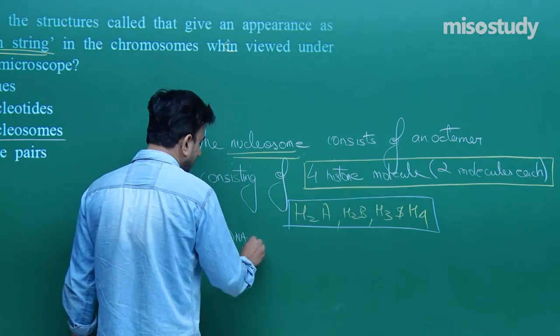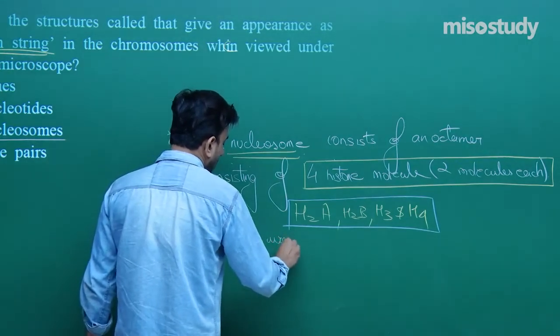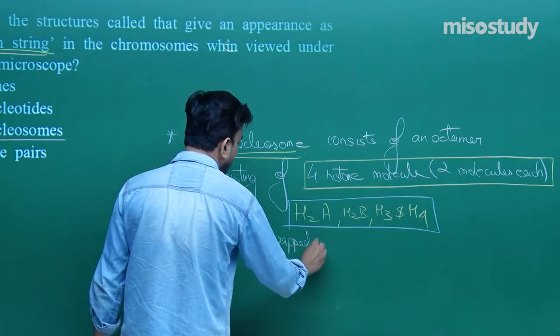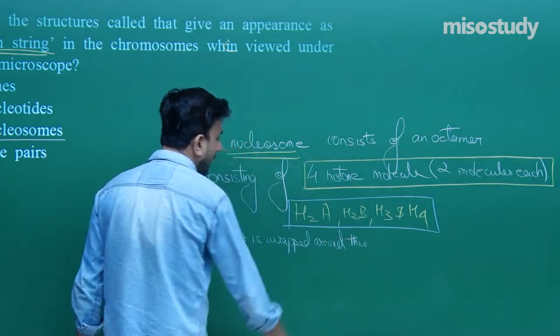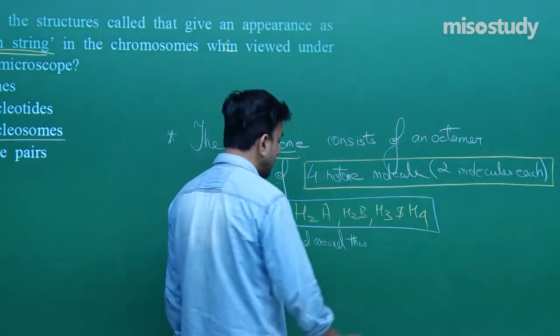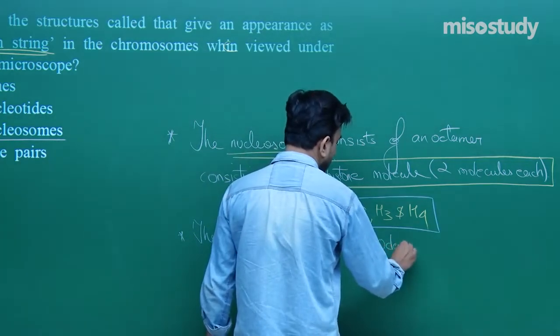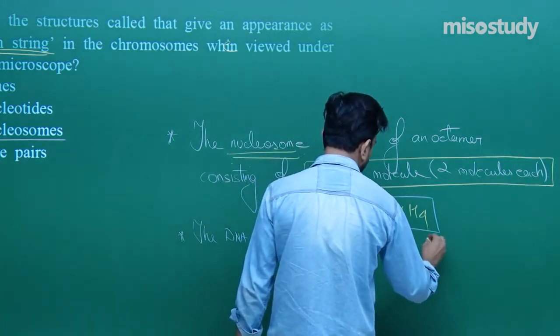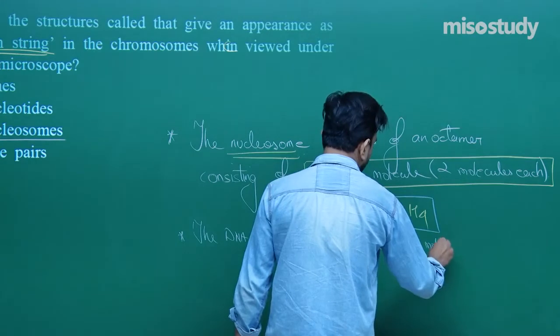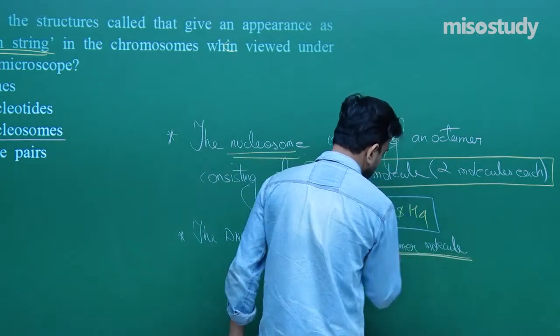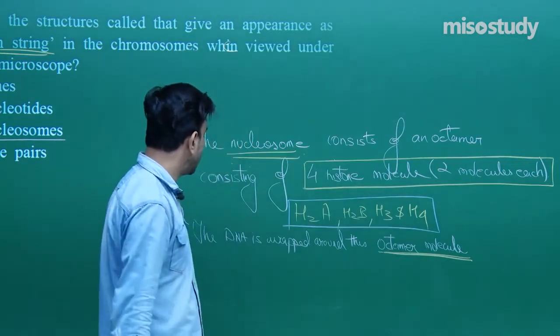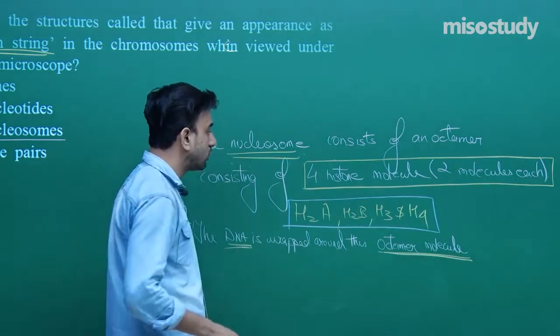The DNA is wrapped around this octamer molecule. Okay, the DNA is wrapped around this octamer molecule.